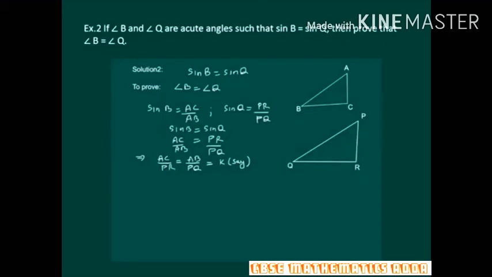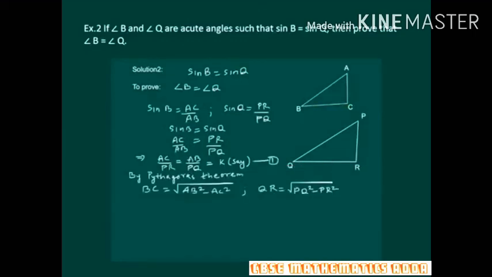Now we'll obtain AC and AB from the equation. AC by PR equal to K and AB divided by PQ equal to K. So by Pythagoras theorem, here we obtain BC equal to root over of AB square minus AC square, and QR equal to root over of PQ square minus PR square. That is your base equal to this formula.